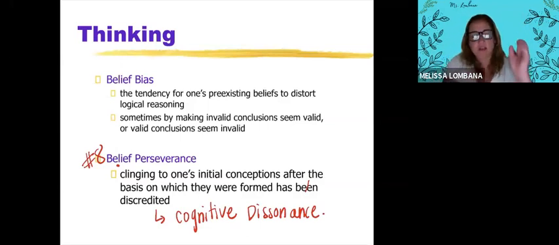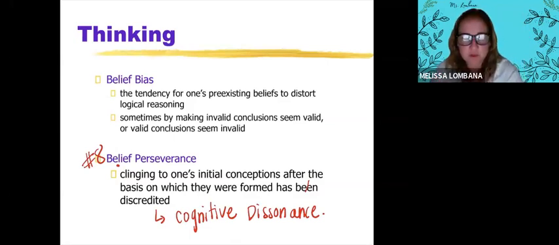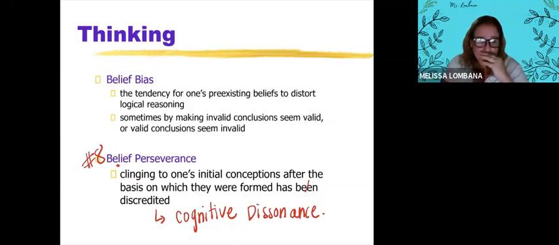And cognitive dissonance is when you are presented with evidence that goes against your belief, okay? It goes against, wait, erase that. That is not true. Hold on. I'm reading something else. So cognitive dissonance is basically when your actions and your belief do not match.